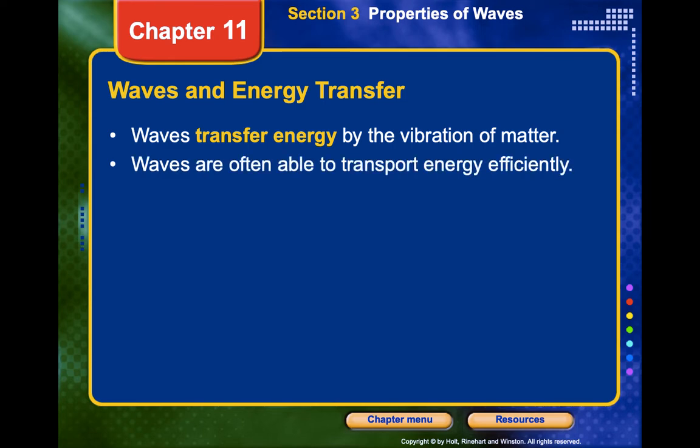Oftentimes they're able to do this very efficiently with little energy losses. This is very true. So the sun is giving us its energy, and there's no energy loss due to friction or anything like that between where the sun is and us. There's no material in space, so we don't have to worry about that.